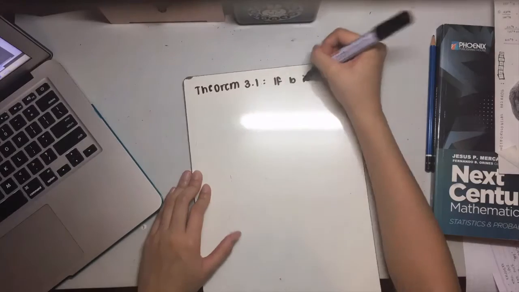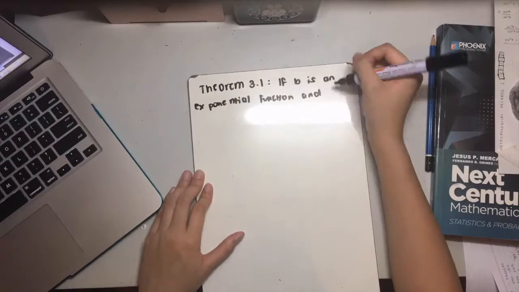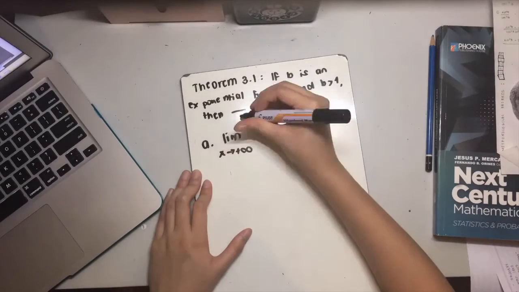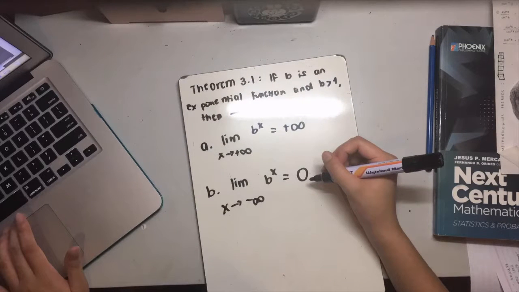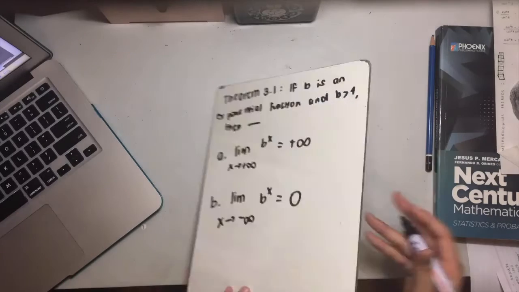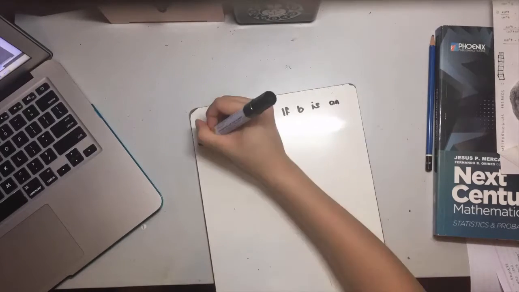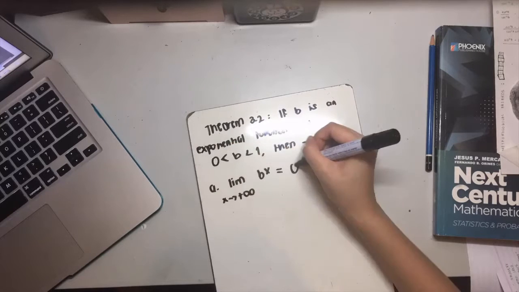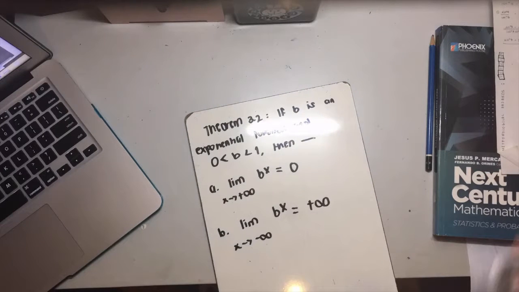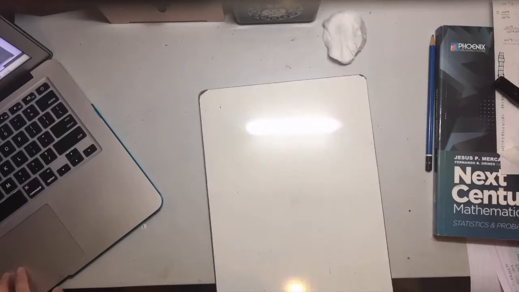Theorem 3.1. If b is an exponential function and b is greater than 1, then the limit approaching positive infinity is equal to positive infinity and the limit approaching negative infinity is equal to 0. Theorem 3.2. If b is an exponential function and b is greater than 0 but less than 1, then the limit approaching positive infinity is equal to 0 and the limit approaching negative infinity is equal to positive infinity.